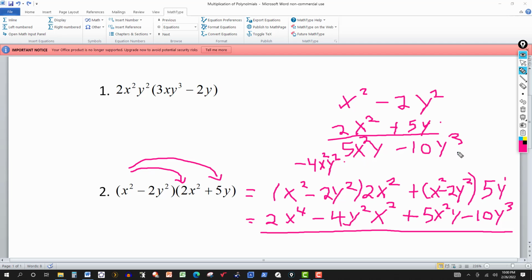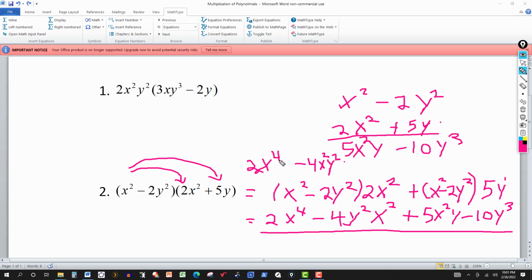If you see that you have something alike here, put it under there. Like if this had been a minus 4x squared y, then I'd put it under this one. If I'd gotten a minus 10y cubed, I'd put it under this one. But they're all different, so separate them. And then finally you go 2x squared times x squared. That's 2. Coefficient of the x squared, remember, is 1. x to the fourth.